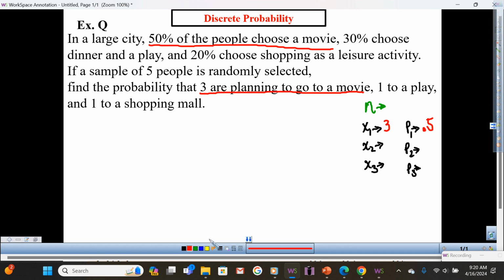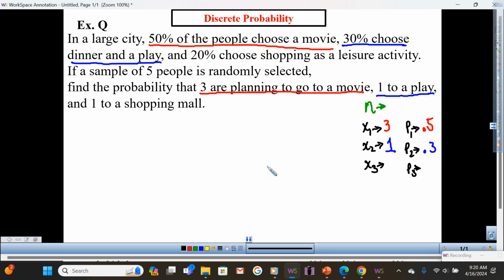I'm going to switch to blue. What's my next probability? 1 to a play, so my next x is 1. What is the probability of people going to a play? It says here 30% choose to go to dinner and a what? Play. So how do we write that as a P? Point what? 30 or 0.3. That is correct.